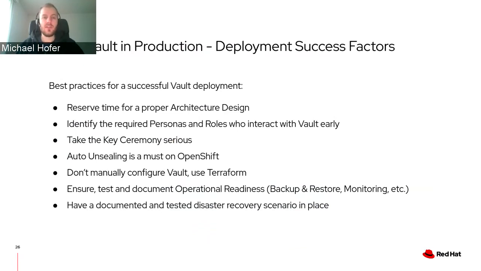Another important point is the auto unsealing of Vault. So whenever you restart Vault, you have to unseal it so it can access the encrypted data. And now, because Vault on OpenShift is running as a pod and could be stopped at any time or scheduled on another node, it's important that that process happens automatically. So you don't need to get up in the night just for a simple unseal process.